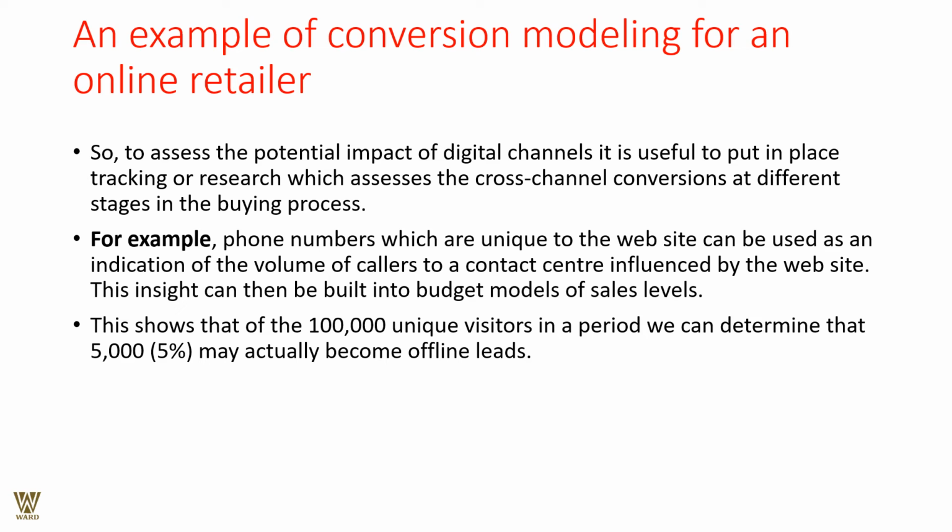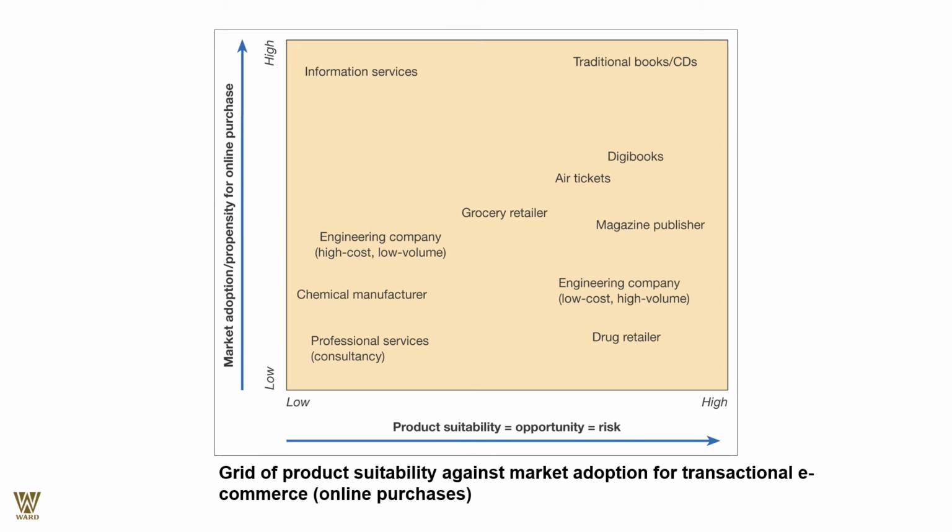Example of converging models for an online retailer. Let us understand why the potential impact of the digital channel is so useful. Let's say the phone numbers which are unique to the website can be used to indicate the volume of callers to a contact center influenced by a website. Now this tells me how to build up a budget model for a sales level through the number of customer inquiries that come in. So if there are 100,000 unique visitors in a period, we can determine that 5% can be an offline sale. So they will be researching online and probably purchasing offline, per se. So that is what has been given out here.